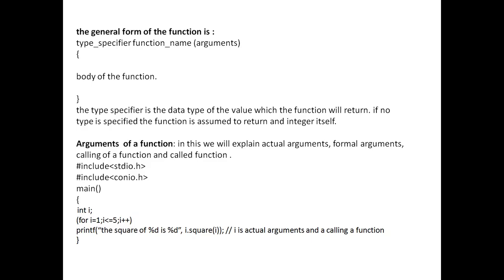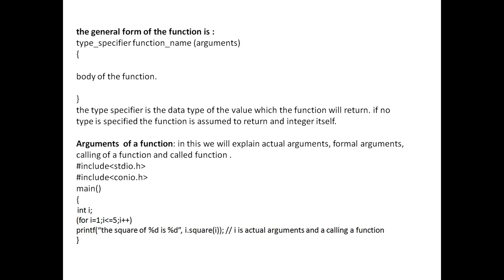The general form of a function is: type specifier, function name, and within parentheses the arguments, then curly braces start, the body of the function, and close the curly braces. The type specifier is the data type of the value which the function will return. It is the return value type of the function. If no type is specified, the function is assumed to return an integer by default.